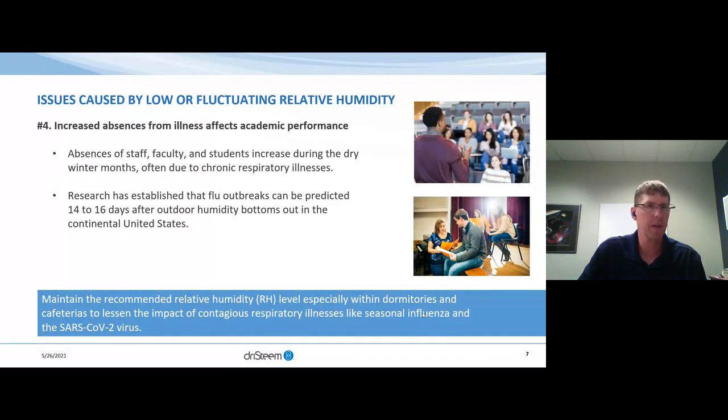And kind of focused on that absence. It's not just the students, but it's also the staff and the faculty as well. So time away from that classroom will impact the academic performance, the quality of their education potentially.